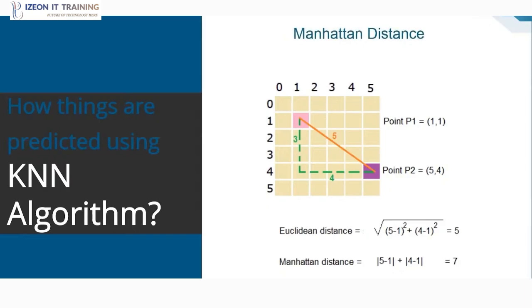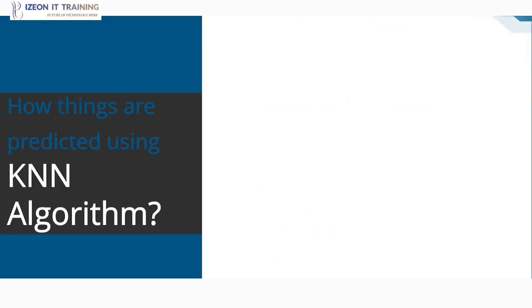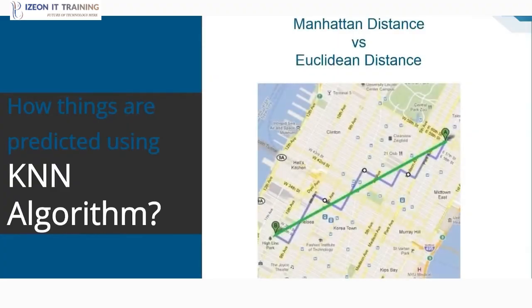So next is the Manhattan distance. Well, this Manhattan distance is used to calculate the distance between real vectors using the sum of their absolute differences. In this case, the Manhattan distance between the point P1 and P2 is mod of 5 minus 1 plus mod of 4 minus 1, which results to 3 plus 4, that is 7. This slide shows the difference between Euclidean and Manhattan distance from point A to point B. Euclidean distance is nothing but the direct or the least possible distance between A and B, whereas the Manhattan distance is the distance between A and B measured along the axes at right angles.